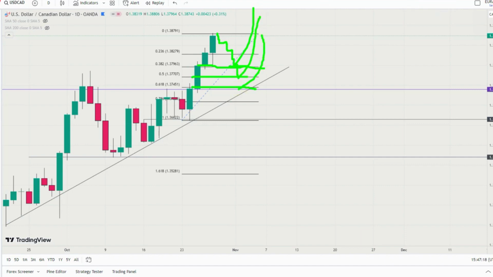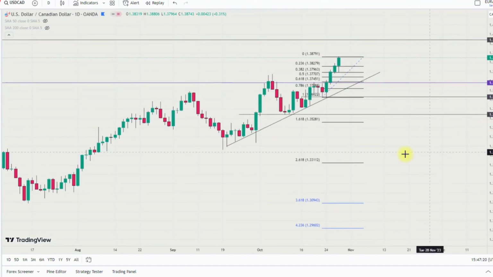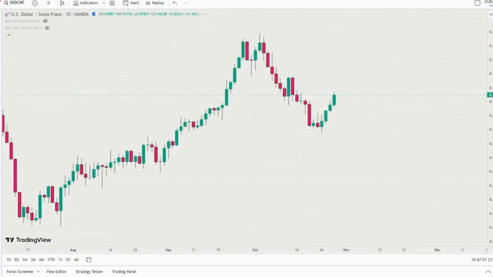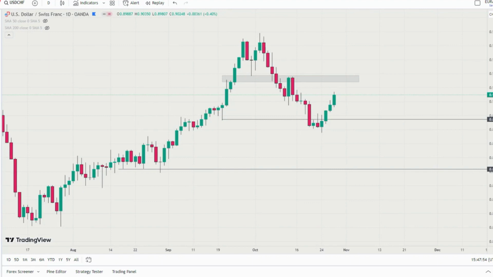But make sure you wait for a 4-hour close to tell you that the price has reversed and has confirmed the reversal. So this is where I'm looking to set my target. If price does a retracement back to this trend line, this is where I'll be looking to take my target at 1.39695. So that's my analysis on the US dollar Canadian dollar. The next one is US dollar Swiss franc.